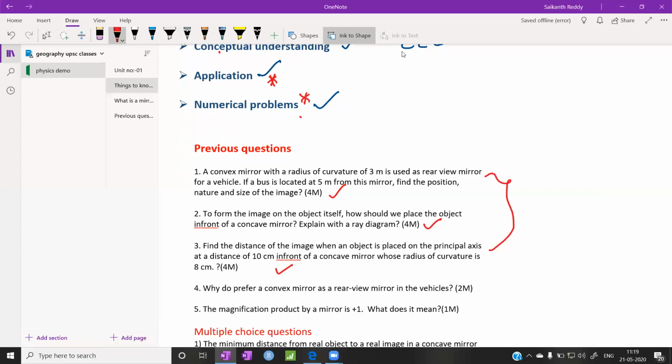And next, when we come to the 2 marks questions, they are mainly application oriented. For example, why do you prefer a convex mirror as a rear view mirror in a vehicle? Or the question may be: why does the dentist use a concave mirror? Or he may ask, what kind of mirror does a dentist use?